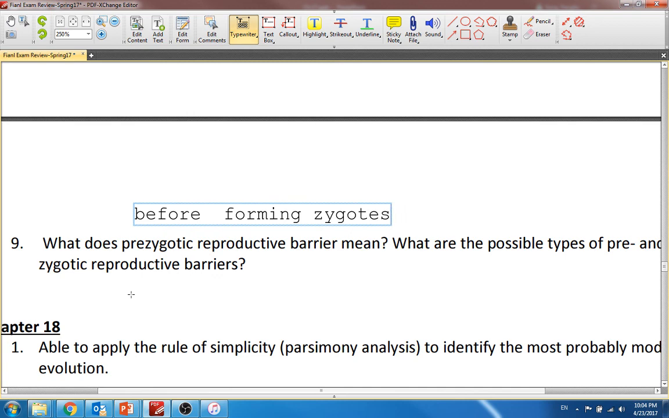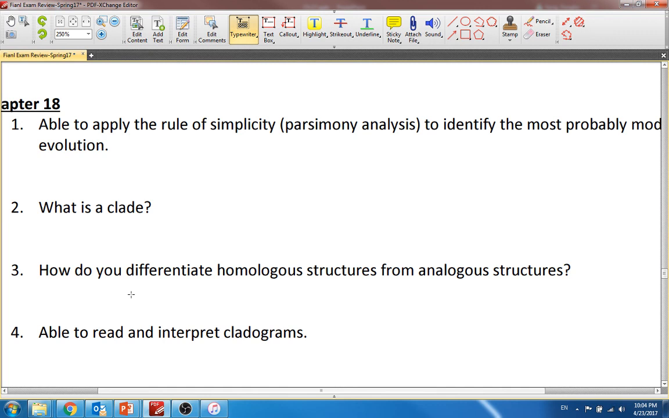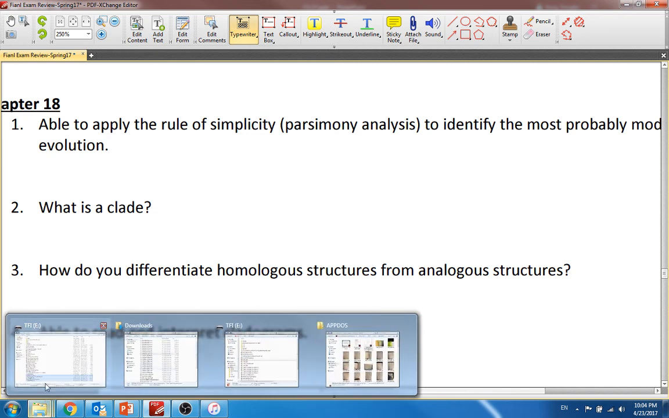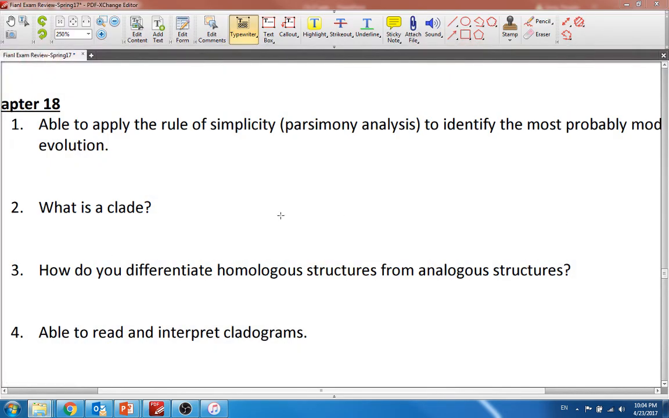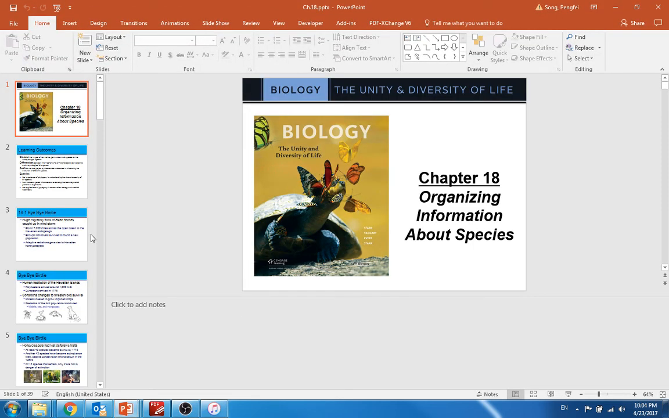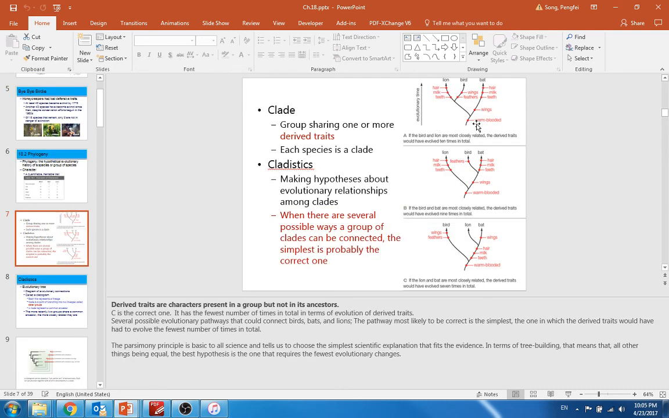Chapter 18, question number 1. You should be able to apply the rule of simplicity to identify the most probable tree of evolution. So again, you basically put those characters onto these possible trees and count how many evolutionary events each tree has. The tree that has the least number of evolutionary events will be the most probable mode of evolution.